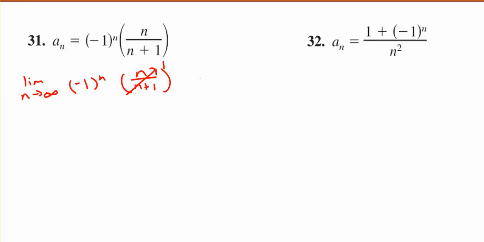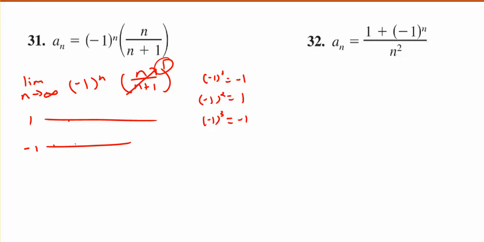However, -1 to the nth, if we look at the first few terms there, you quickly see that this bounces back and forth between -1 and +1. So what that tells me is that this limit does not exist. It continues to go on and on in that manner. It does not exist since we're multiplying it times 1 here. It just keeps bouncing back and forth. So that tells me that this diverges since the limit does not exist.